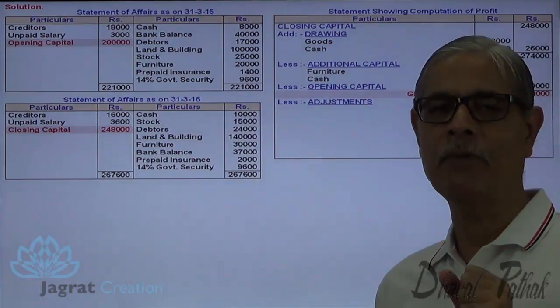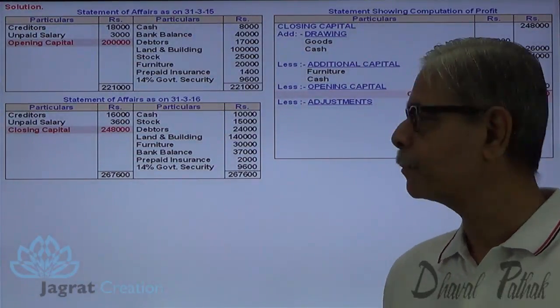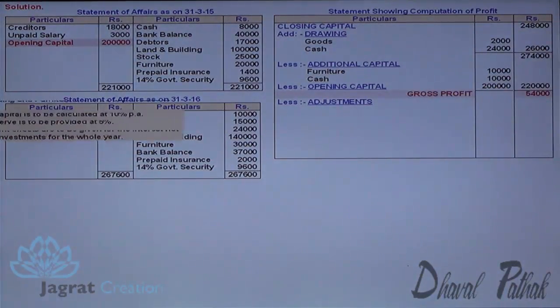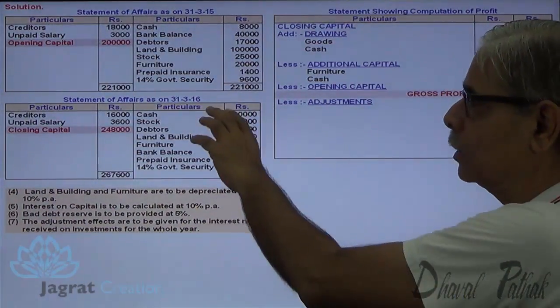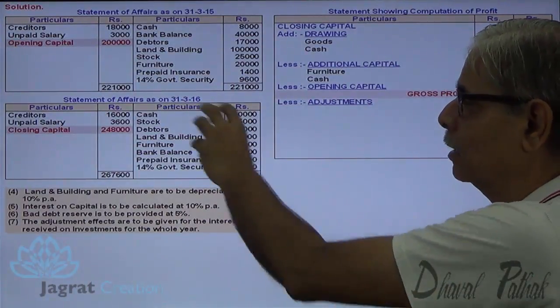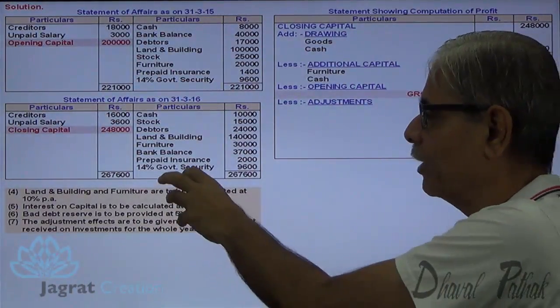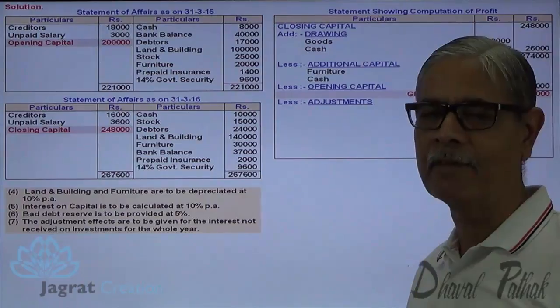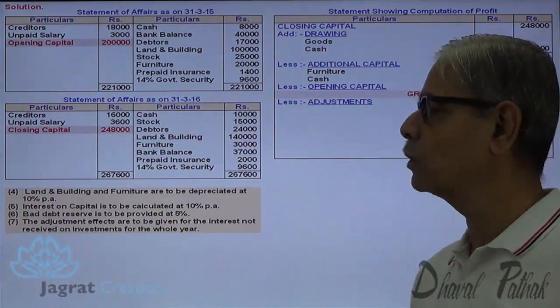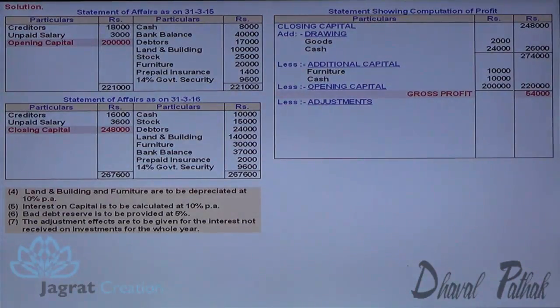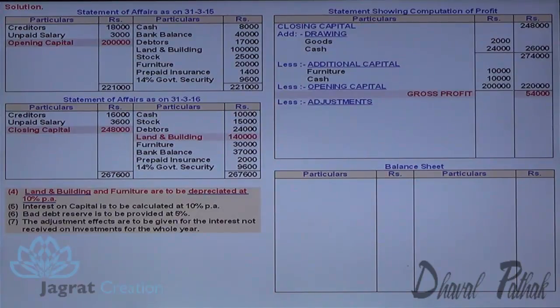Now this gross profit 54,000 is subject to adjustments, and let us consider the adjustments. Now these are the adjustments that I am going to consider. This closing statement of affairs, the assets and liabilities are given. The effects of these adjustments will be given to the relevant items of assets and liabilities. And in light of that, I'll prepare the closing balance sheet. So let me make arrangement for all these things. This is the balance sheet that I want to prepare.